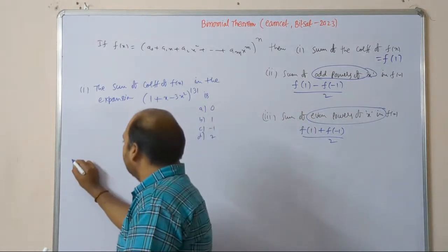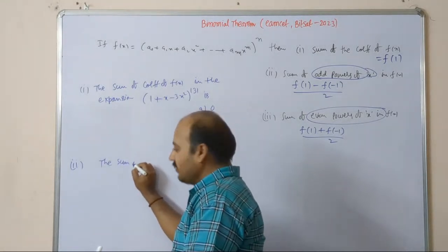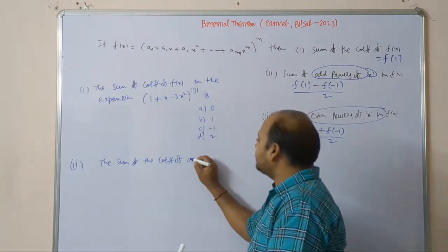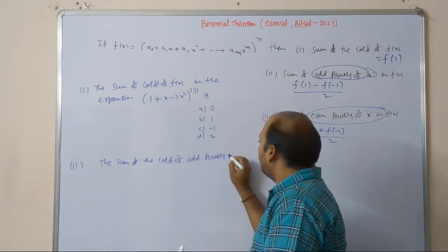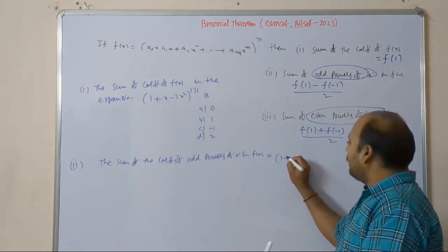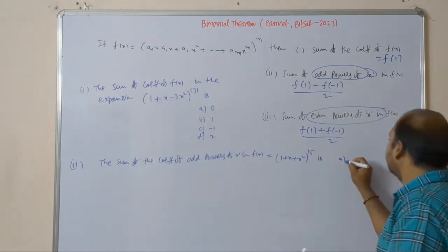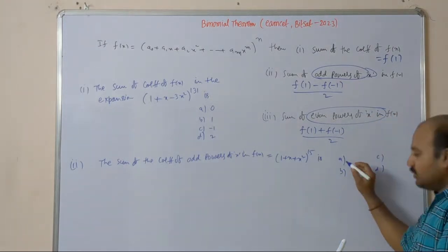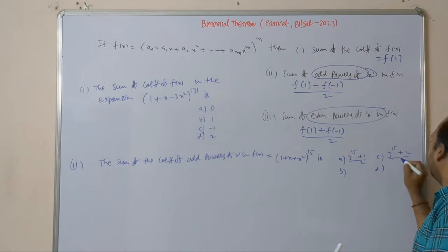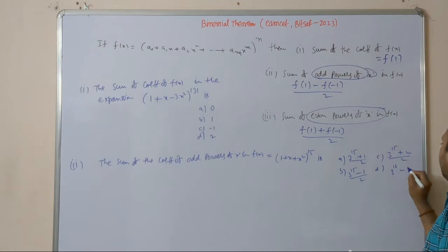The second question, I'll write all the three possibilities. The sum of the coefficients of odd powers of x in f of x equal to (1 plus x square) whole power 15. Options: (3 power 15 plus 1) by 2, (3 power 15 plus 2) by 2, (3 power 15 minus 1) by 2 and (3 power 16 minus 1) by 2.